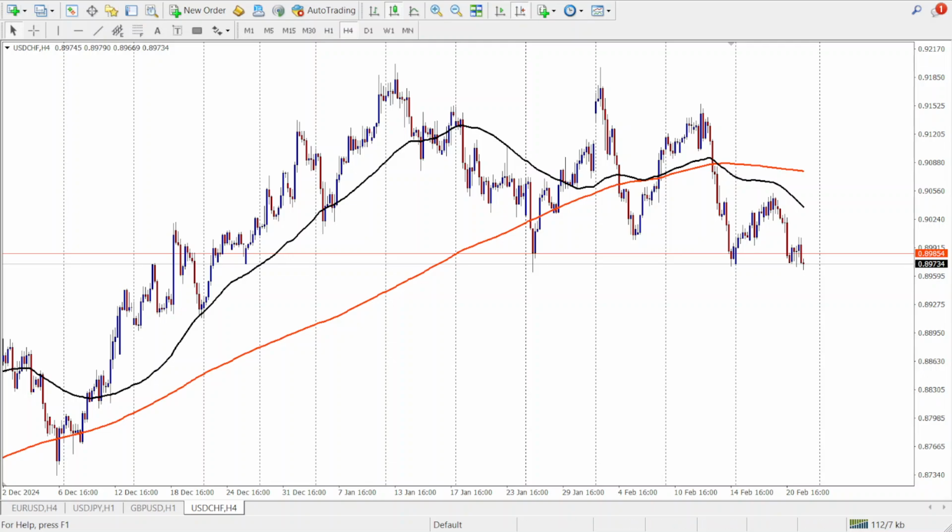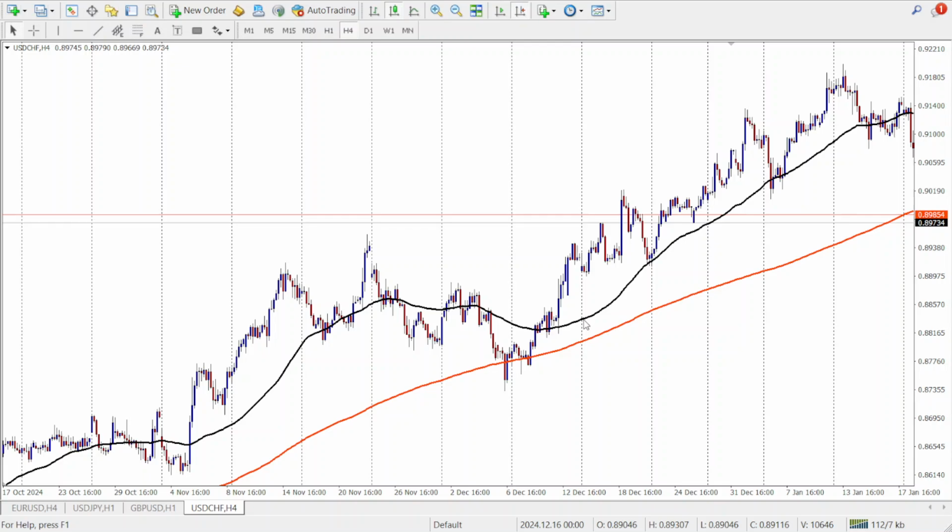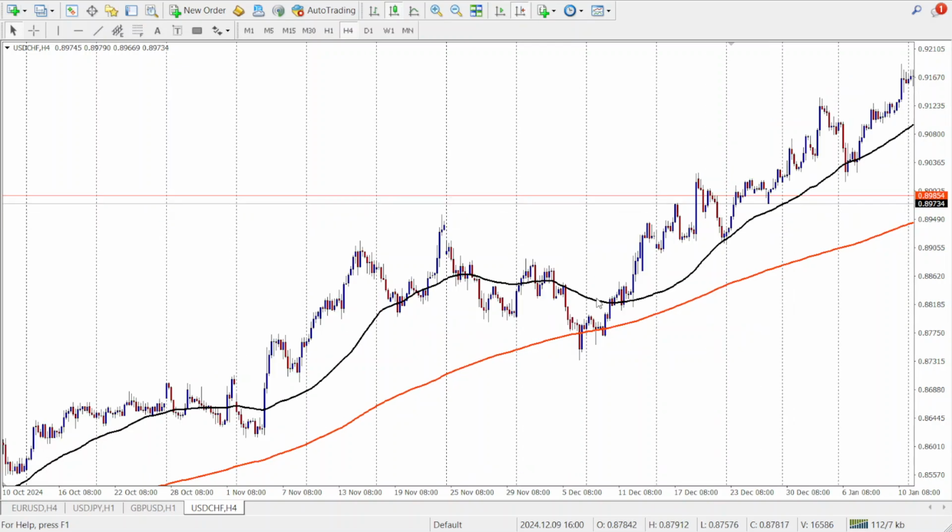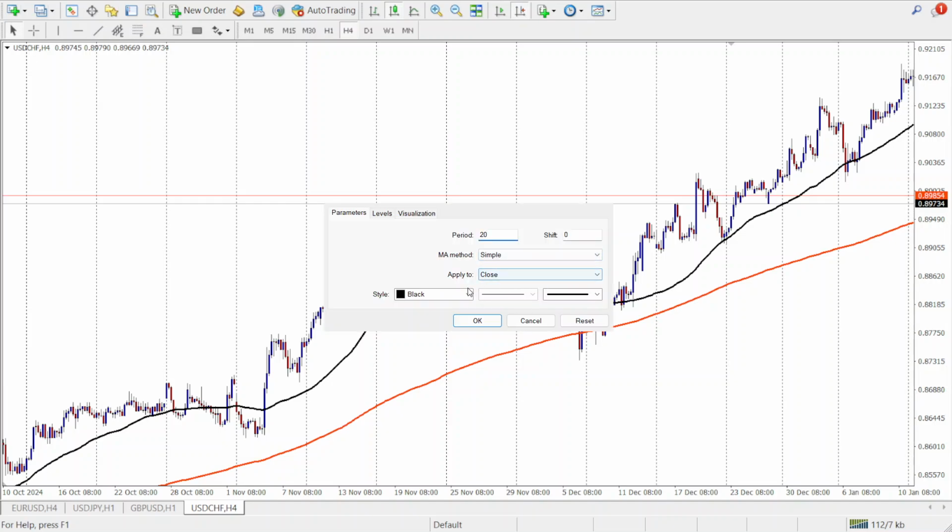For those of you who prefer short-term trading, the 20 period moving average is an excellent tool as well. Let me just add the 20 period moving average to the chart.